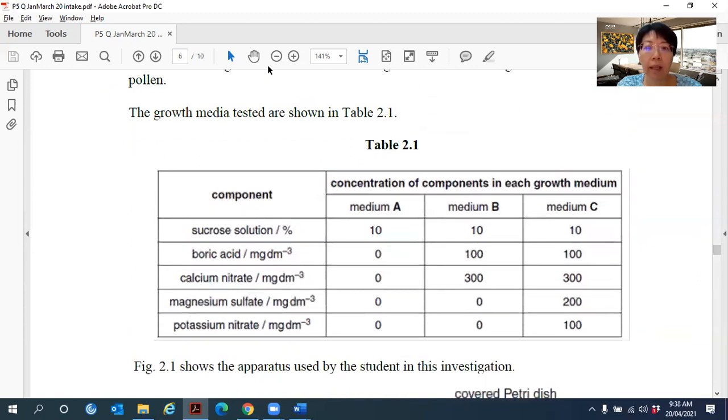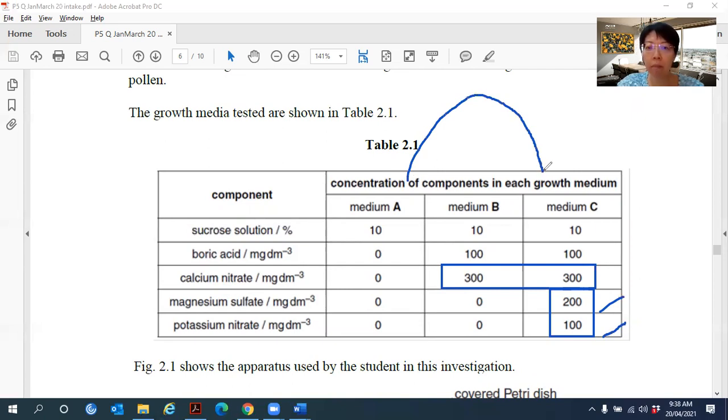now medium B and C, apart from having calcium, medium C contains two additional things here, which is magnesium sulfate and potassium nitrate. So therefore, in medium C, when you say that there is a growth, that growth can also be due to the presence of this one, because we are comparing between A and C. So when you compare between A and C, any difference in the result is due to the differences in their content. So the original content is this one, they don't have calcium, magnesium, potassium. For medium C, they've got calcium, potassium, and magnesium.